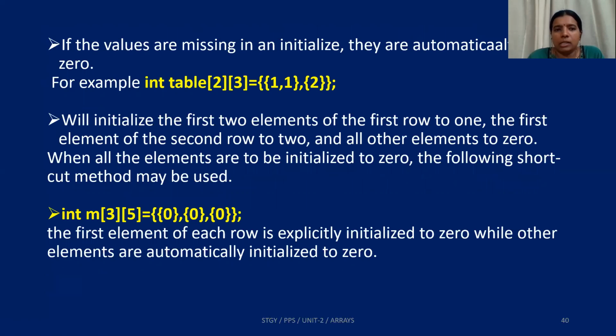Next one. These are all the possible ways in which you can initialize. Can I have some values missed? It is 2 rows, each of 3 elements, but I have 1, 1.